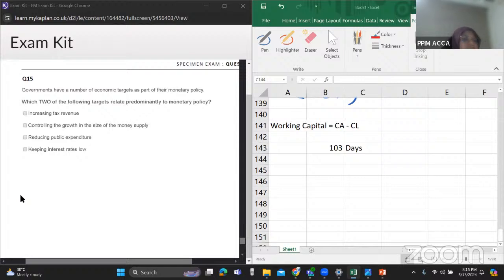Question 15. Governments have a number of economic targets as part of their monetary policy. Which two of the following targets relate predominantly to the monetary policy? Okay, that's easy.